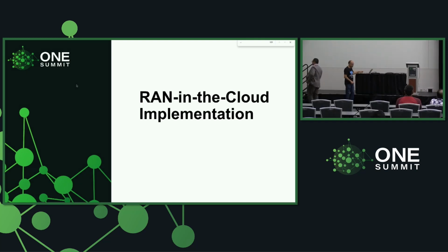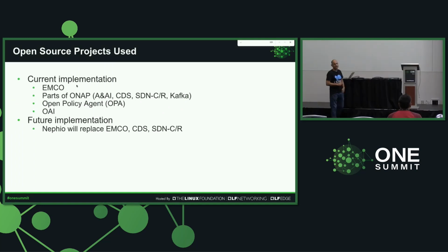OK, so I'm going to go through the implementation. We used a variety of Linux Foundation Networking projects to implement both the orchestrator and the SMO functionality. In the first generation of the work, we are using an orchestration project from LFN called MCO, Edge Multi-Cluster Orchestrator. We are using parts of the ONAP project, Open Network Automation Platform, specifically AAI for inventory, active and available inventory, CDS for configuration, SDNC and SDNR for implementing the O1 interface of the SMO, and then Kafka for data collection and monitoring. Then we have Open Policy Agent, which is triggering the closed loop, so the closed loop can switch between RAN and machine learning workloads dynamically.